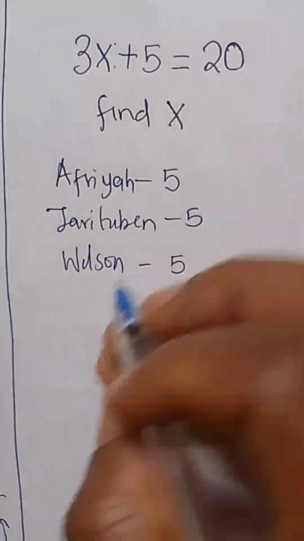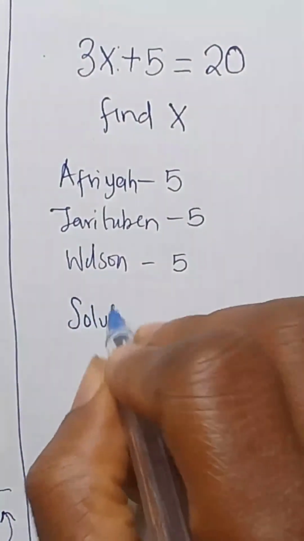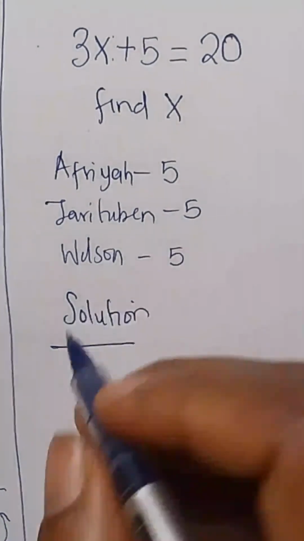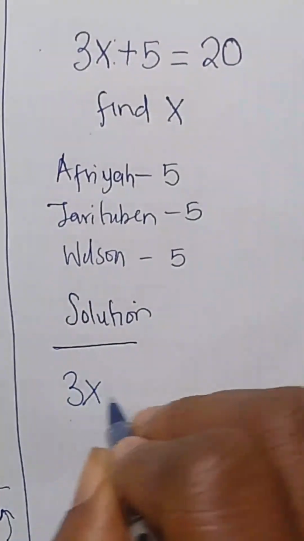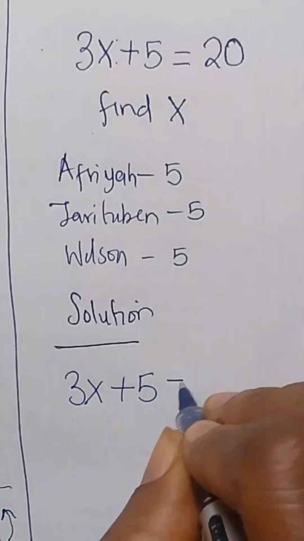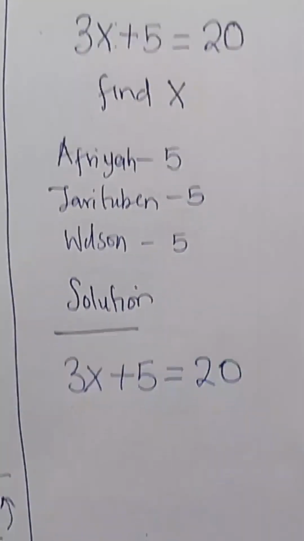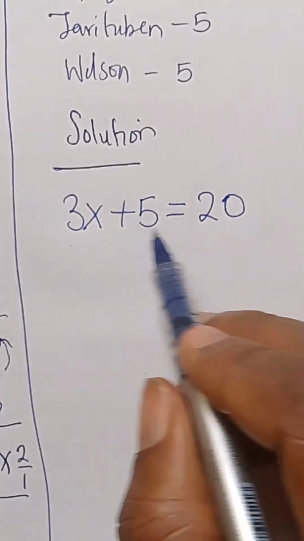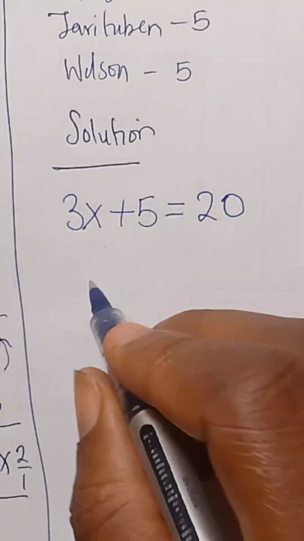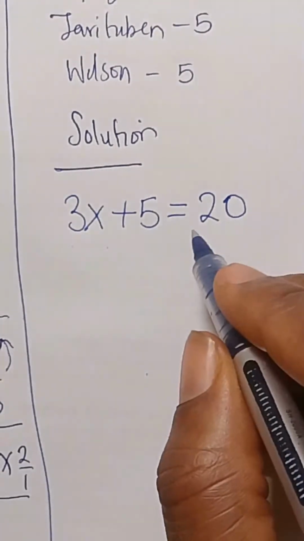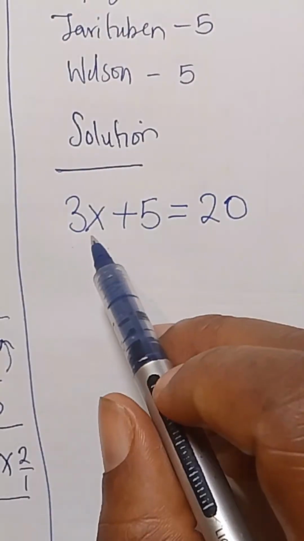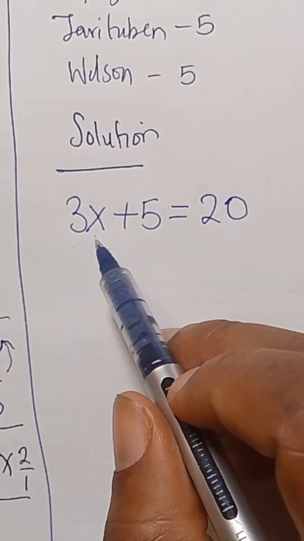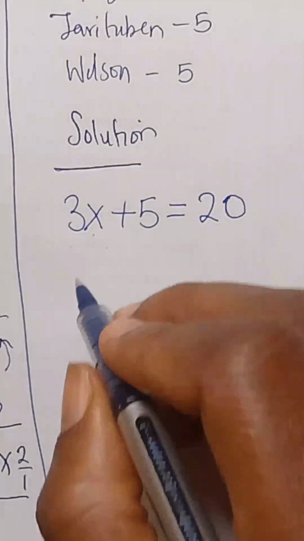Okay, so let me solve this. Then the solution. We are given 3x plus 5 equal to 20. Okay. Now, this is a linear equation from algebra, okay? When you are given a question like this and you're asked to find x, it simply means make x the subject of the formula. That is it. You are going to find a way to make x stand on its own. That is the aim.